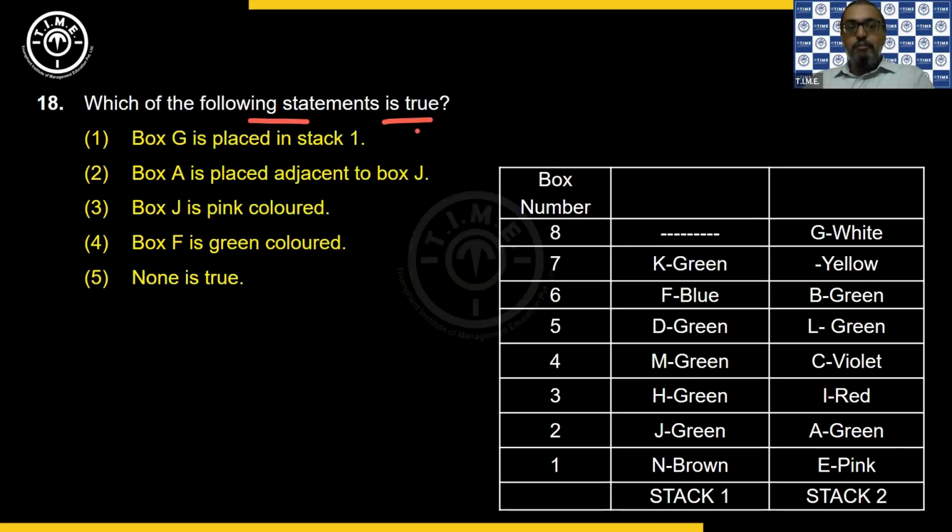Then which of the following statements is true? Okay, here more than 1 is not there. So we can just check one by one. G is placed in stack 1. No, it is not. A is placed adjacent to J. Yes, A is placed adjacent to J. And I need not check anything else because more than 1 is not given. Do what is necessary to get the answer, mark and move on.